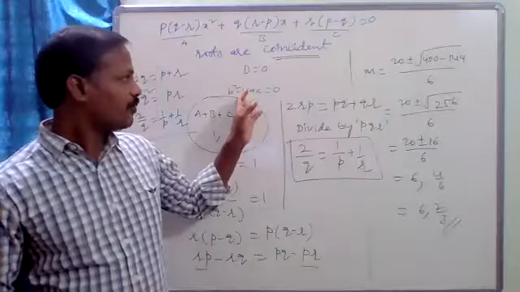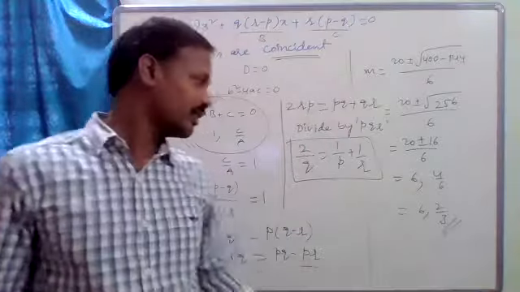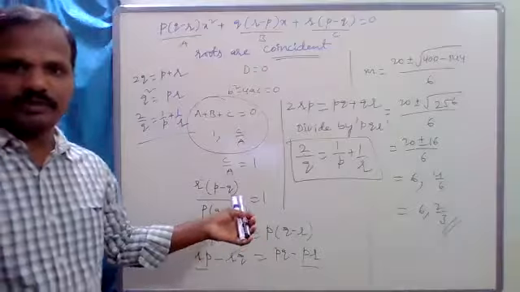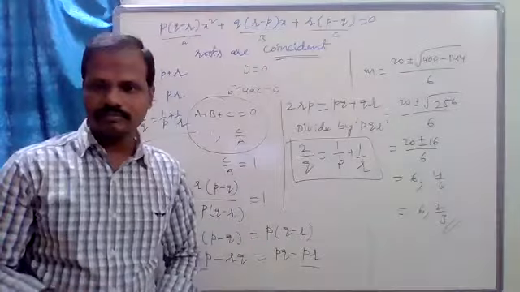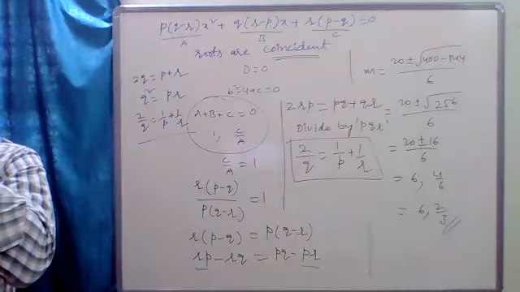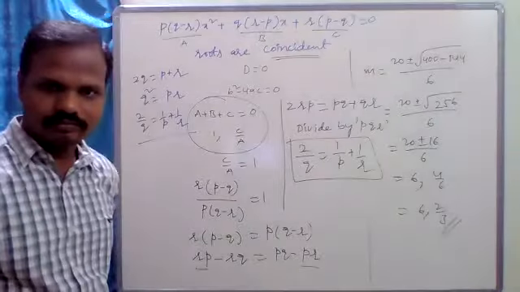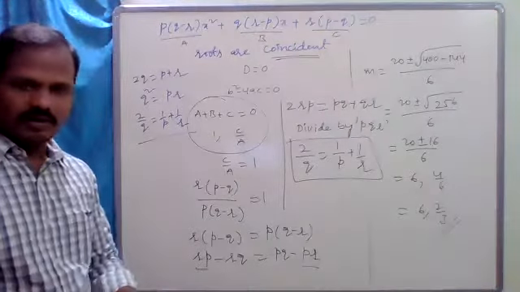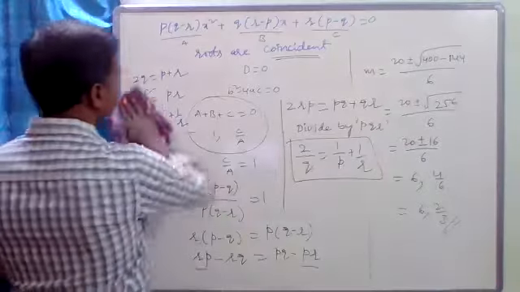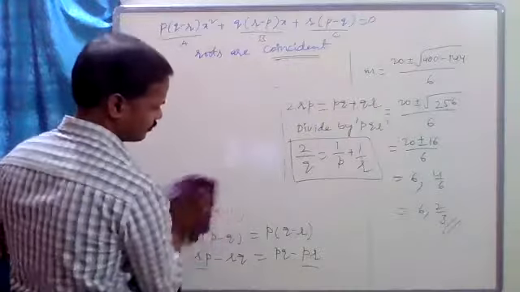If you solve by using b square minus 4ac, it takes a lot of time. It is very difficult to get this relation. Is it clear? So it's a very good problem. We'll move to another problem. So the final answer is p, q, r in HP.